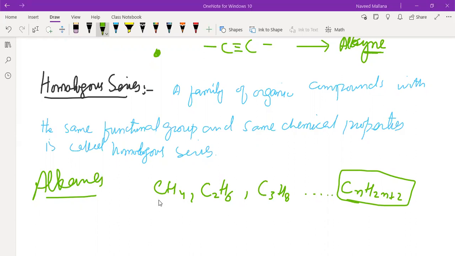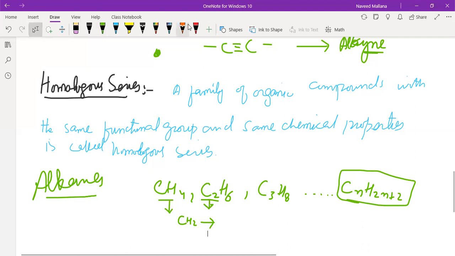Did you notice one thing? This molecule is greater than this molecule by CH2. In same homologous series, every next homologue of the same series is CH2 greater than the previous one.